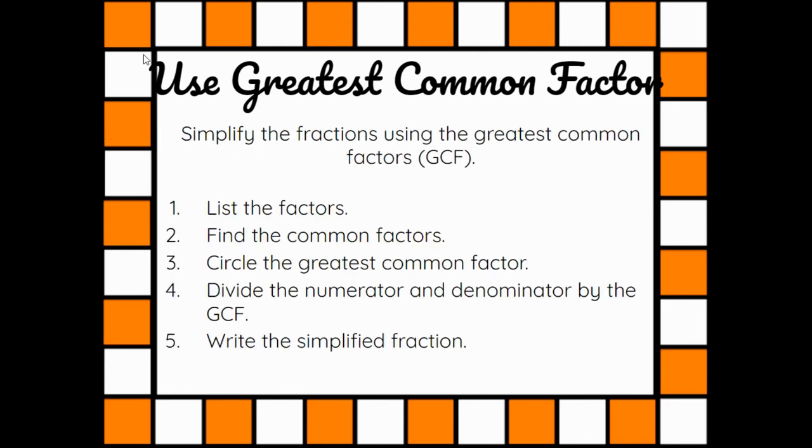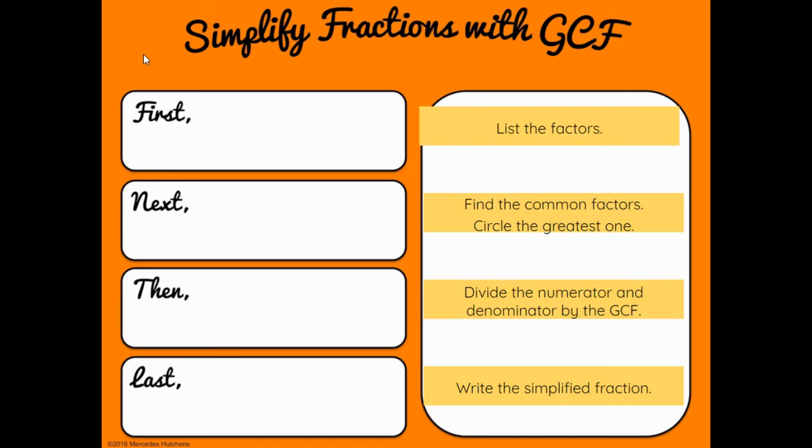Okay. So again, we list the factors, find the common factors, circle the greatest common factor, divide the numerator and denominator by the greatest common factor, then write the simplified fraction. One more time.